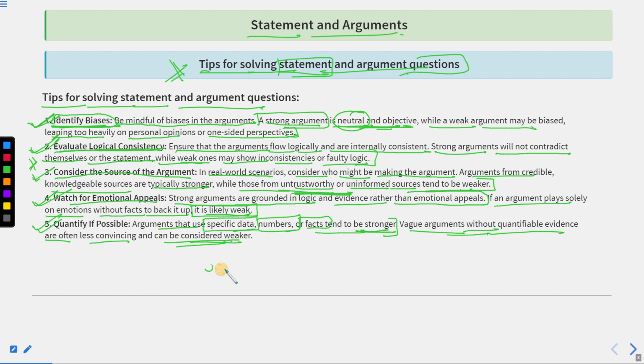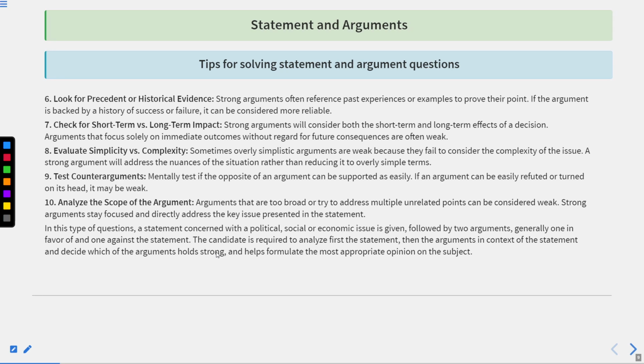These tricks are going to be very helpful whenever you solve questions related to statements and arguments. Moving forward, let's discuss some more tips that a student or competitive examination aspirant should keep in mind whenever solving these questions. So look for precedent or historical evidence. If historical evidence or precedent has been provided, strong arguments often reference past experiences or examples to prove their point. If the argument is backed by a history of success or failure, it is considered more reliable.